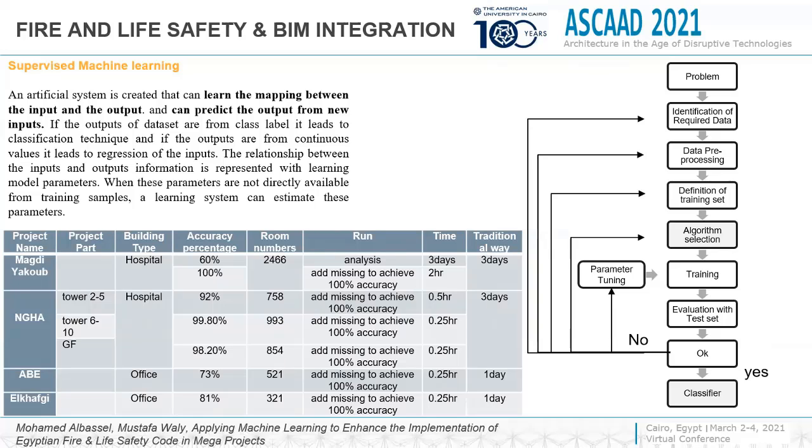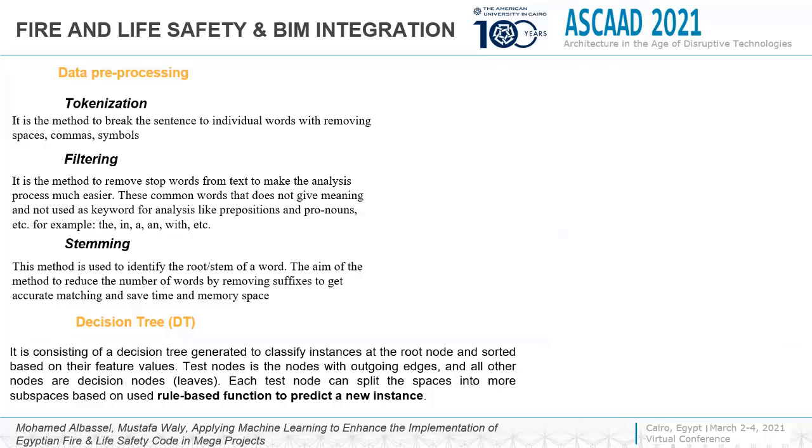And here is a chart for the overall process of supervised machine learning: clarifying the problem, then identifying the required data, which you collect and clean, then defining a training set, then building our algorithm, then starting to validate our algorithm with the training data, and evaluating it with testing sets to get our classifier. The second step will be elaborated in the next slide with the data pre-processing.